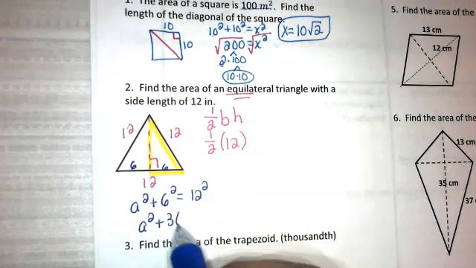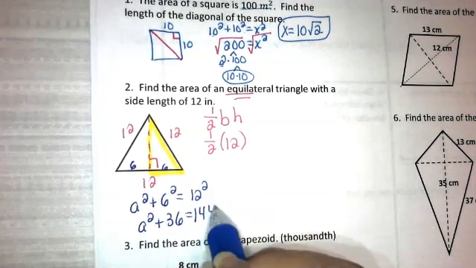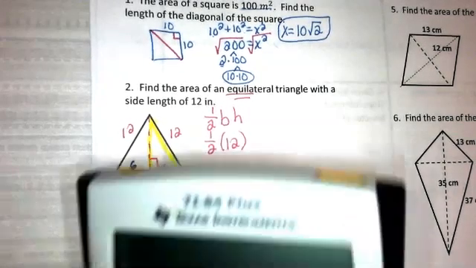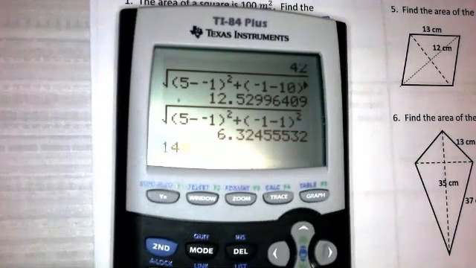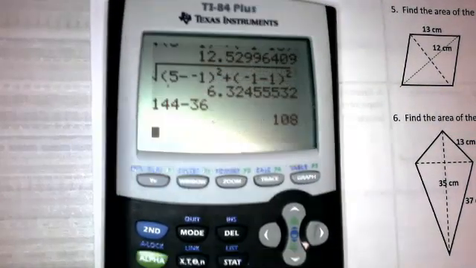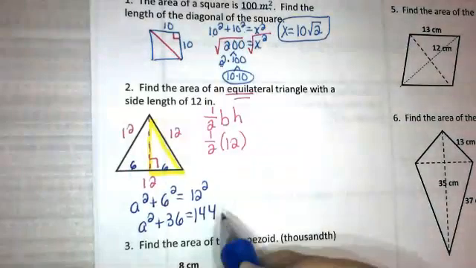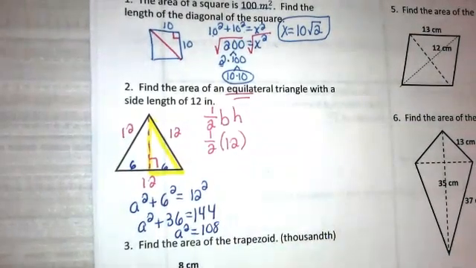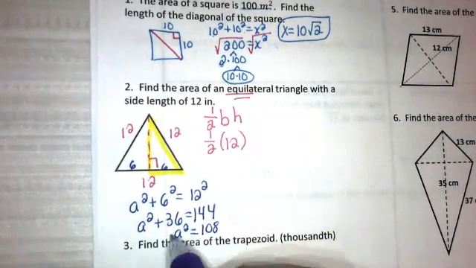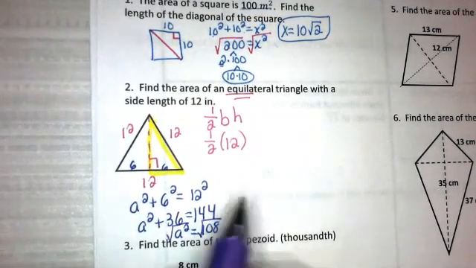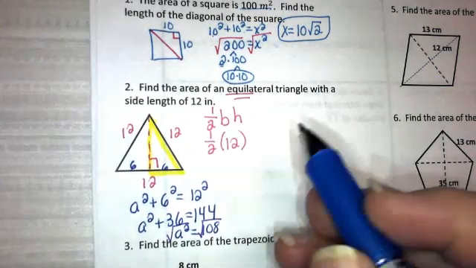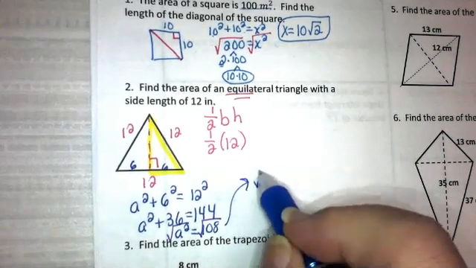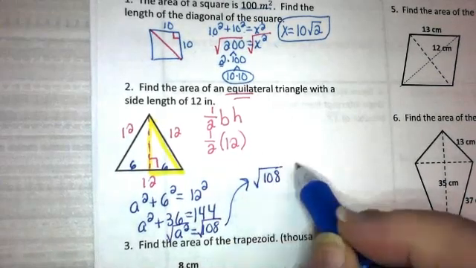So I get a squared plus 36 is 144. And when I subtract 36 from 144, I get 108. So I get a squared is 108. So just like the previous question, when I take the square root of both sides, I'm not going to do the decimal. I'm going to simplify the square root of 108.